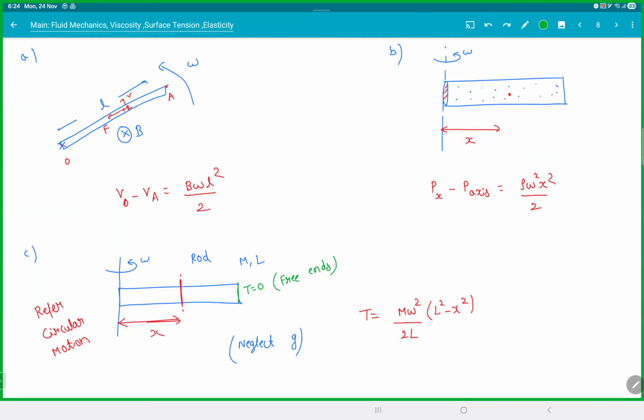Any doubts on this? Get this thing. We have a container open top. This time on the top it is open. It is filled with 2L by 3. Acceleration is g root 3. Find the volume of the liquid that spills out.